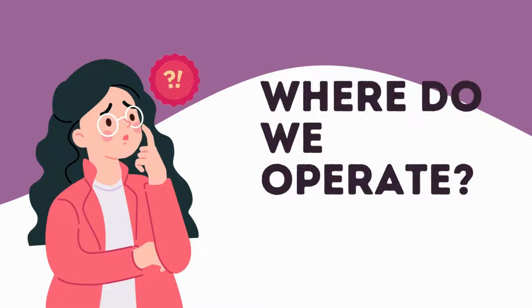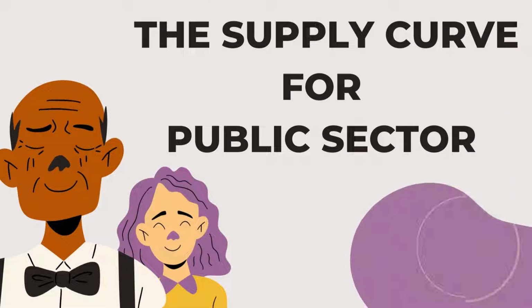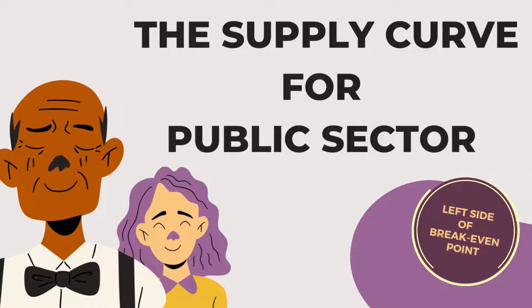Since roads cannot be built for one person and transit is for the mass public, where do we operate on the supply-demand graph if our intention is to maximize social welfare? As transportation engineers, we mainly work in the public sector. Therefore, we operate on the left side of the break-even point of the graph. Our main goal is not to make a profit, but to make transportation accessible by making it affordable.